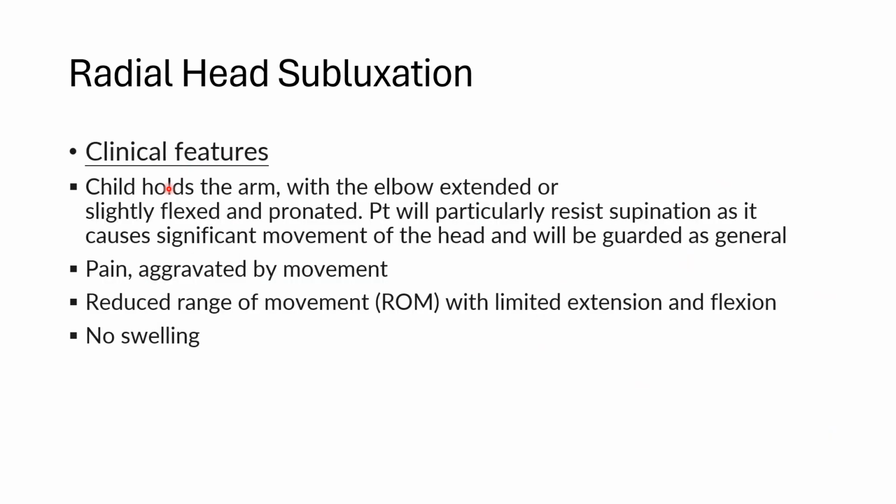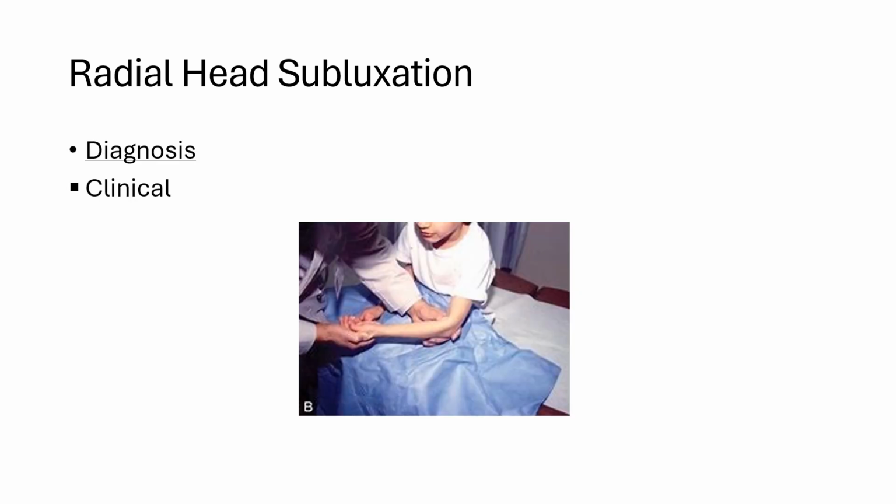Clinical features. The child holds the arm with the elbow extended or slightly flexed and pronated. The patient will particularly resist supination, as it causes significant movement of the head, and will be guarded in general. Pain is aggravated by movement, with reduced range of movement, limited extension and flexion, and no swelling. Diagnosis is clinical. Here is a kid. His arm is slightly flexed and pronated.